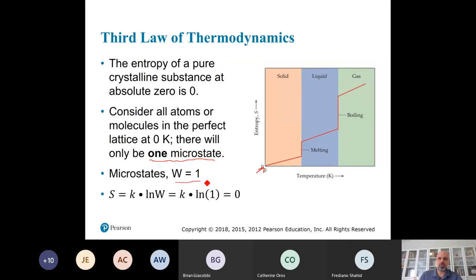So if W is equal to 1, the microstates are equal to 1. Then we can see that after we plug in the number of microstates, W as 1, our entropy is going to go to 0, right? If we only have one microstate, our entropy is 0. So we have no randomness, everything goes down to 0.